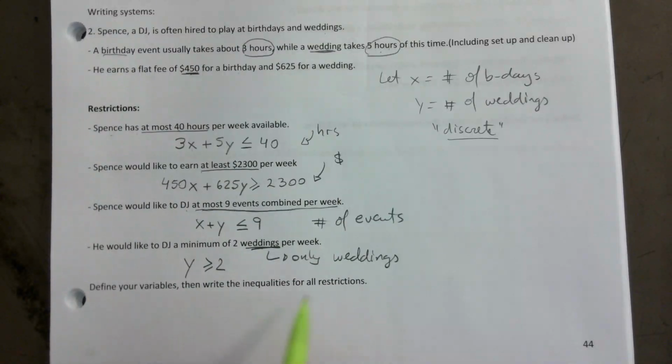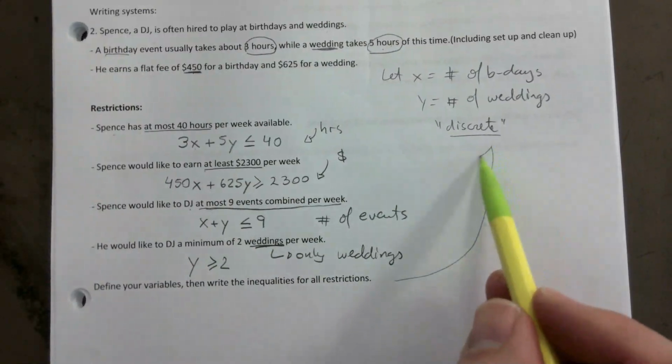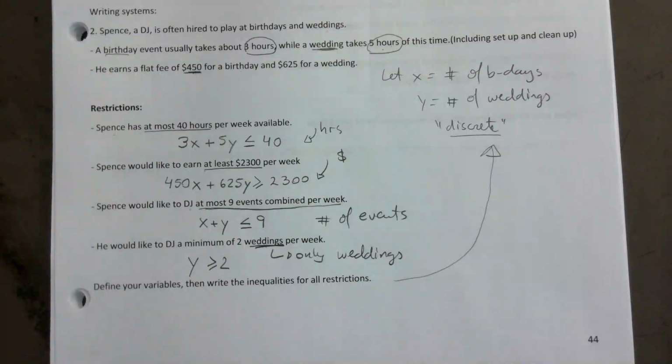Define your variables, then write the inequality for all the restrictions. We already did that, right? So here, take that, Mr. Durson. We already did that. That's usually what you're going to start with. Okay. All right.